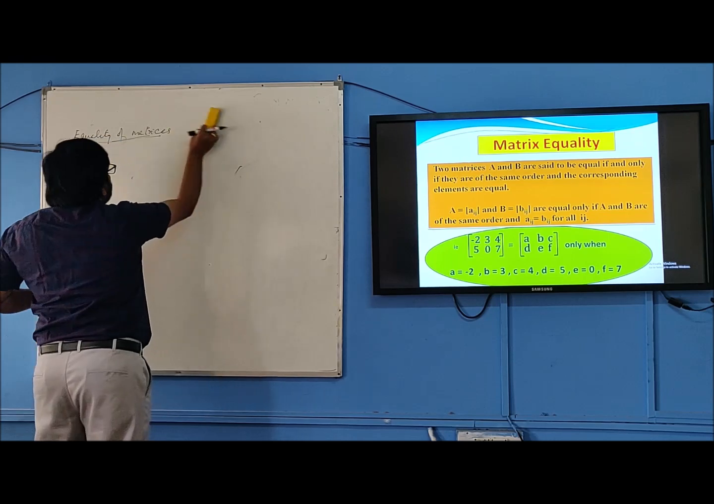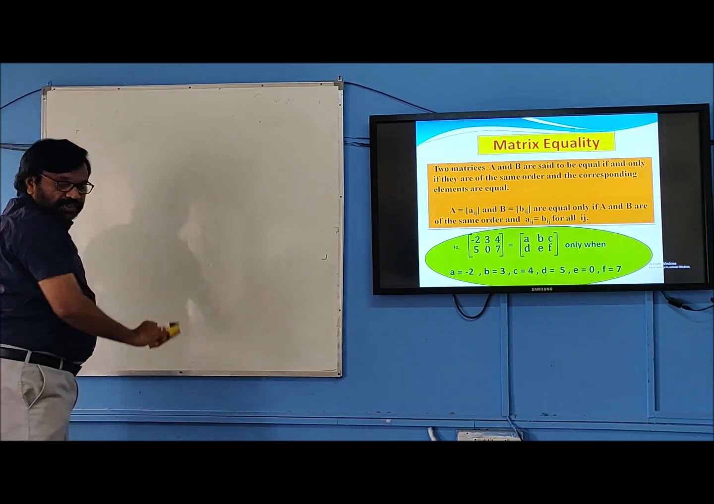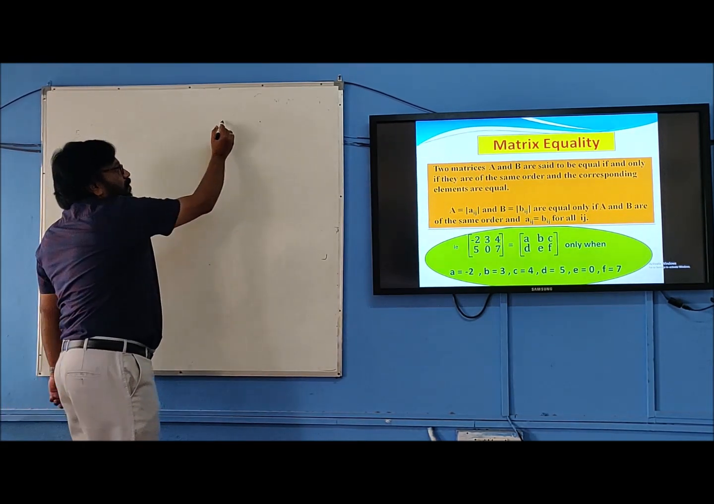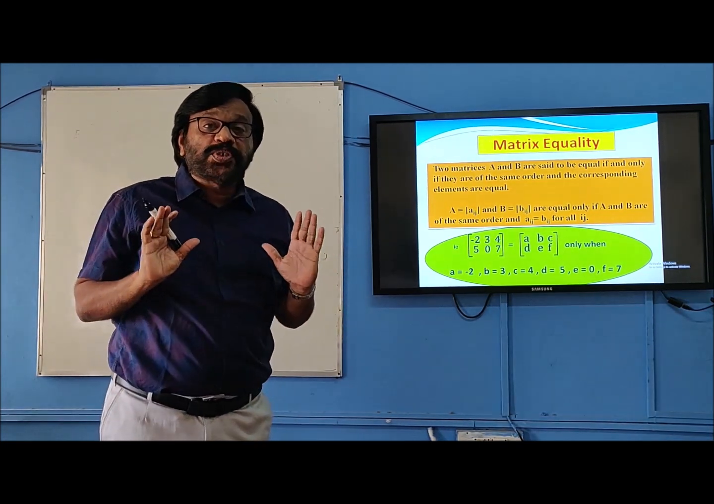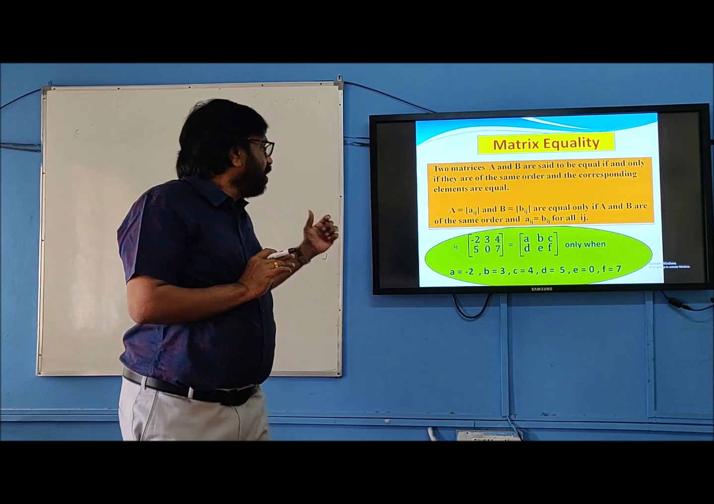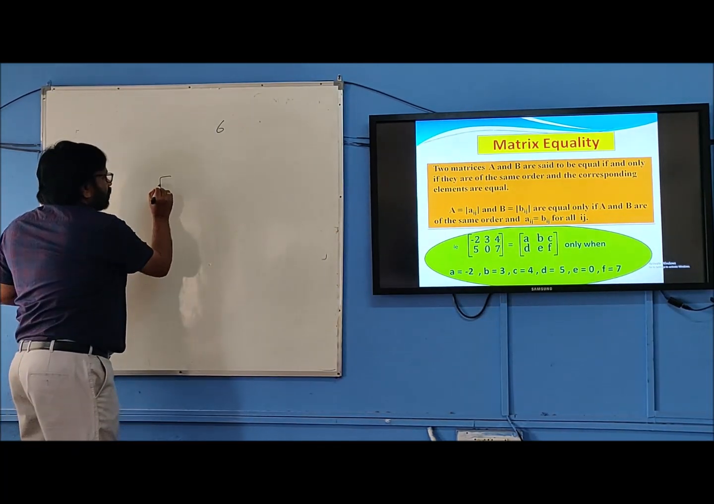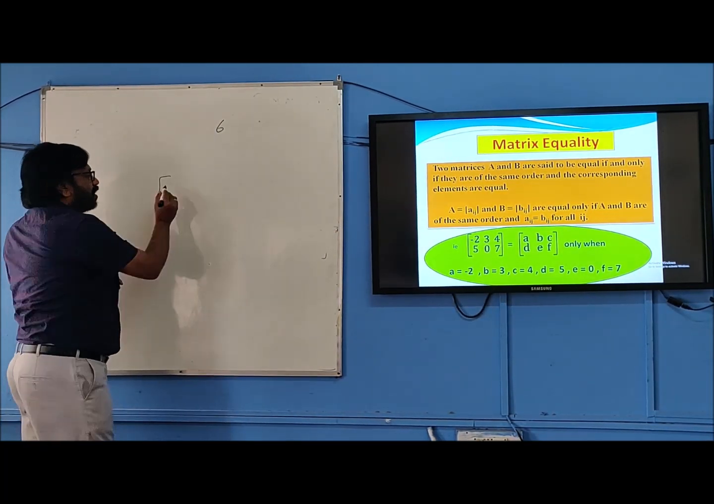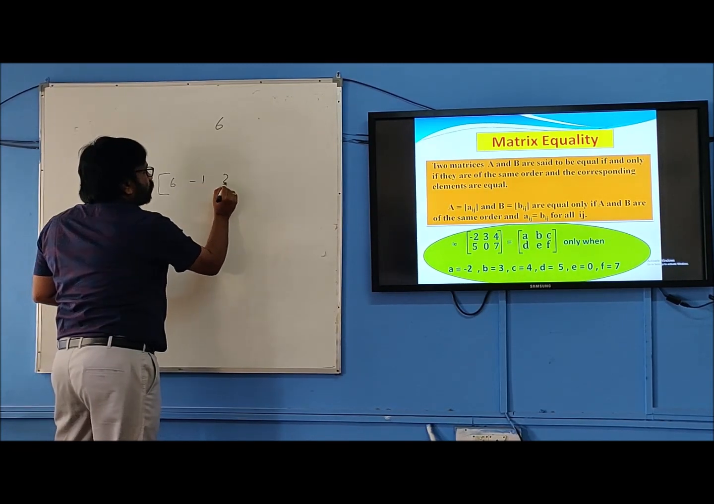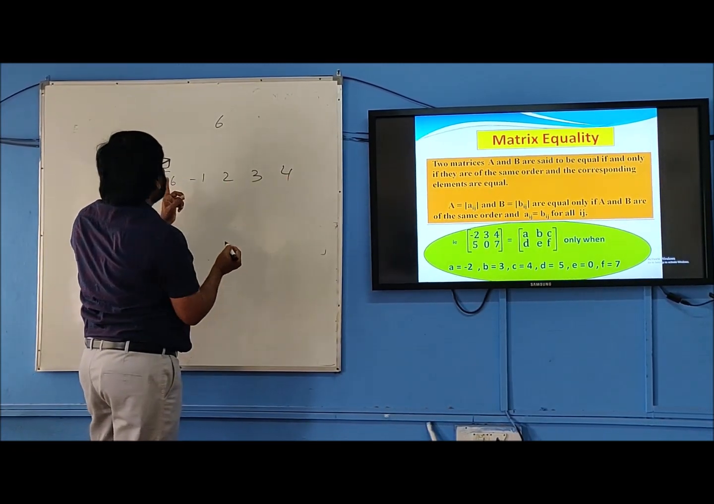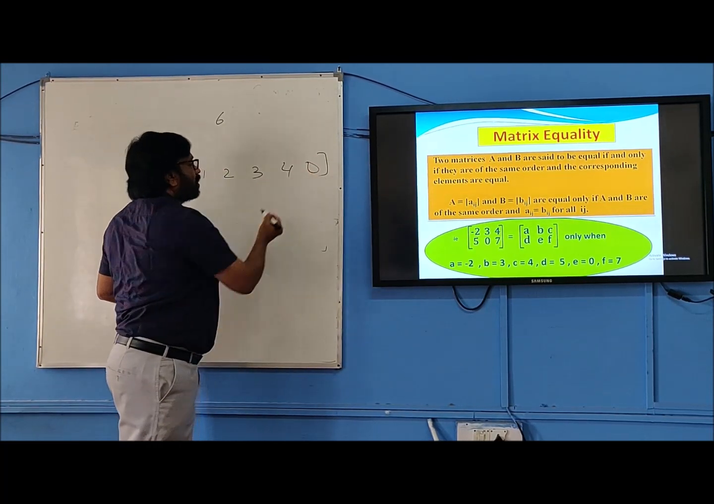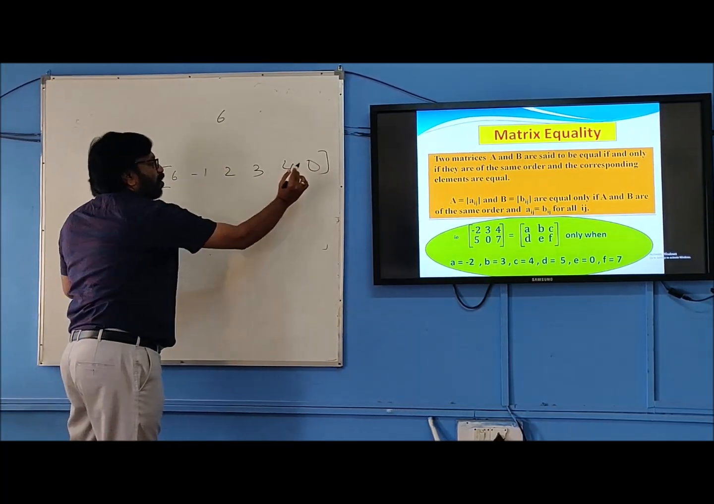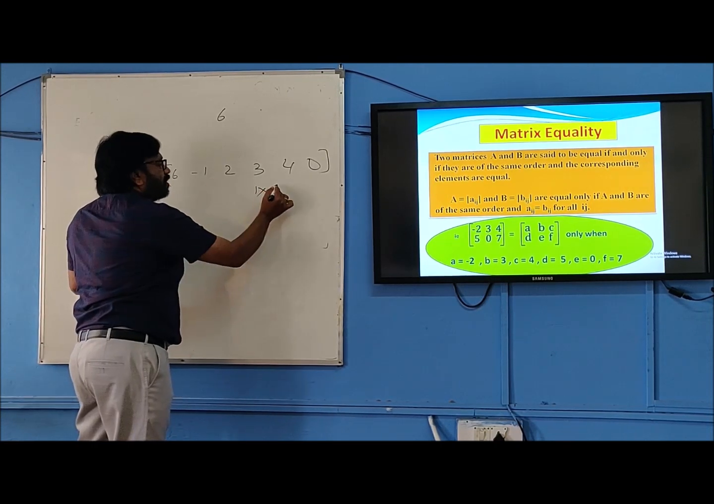Now, another thing I want to remind you of. Suppose a matrix has 6 elements. What are the possible orders? One is this matrix: -1, 2, 3, 4, 5, then 0. How many elements are there? 6 elements. What is the order of this matrix? 1 row and 6 columns.